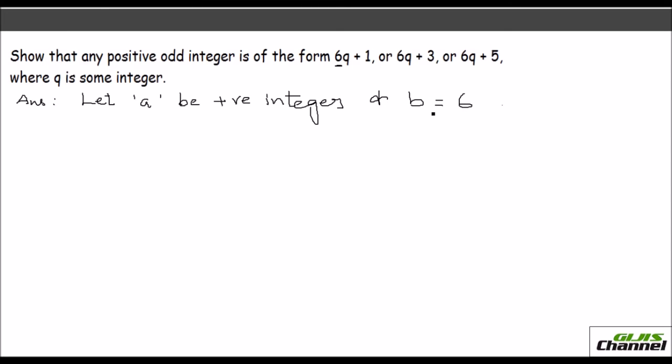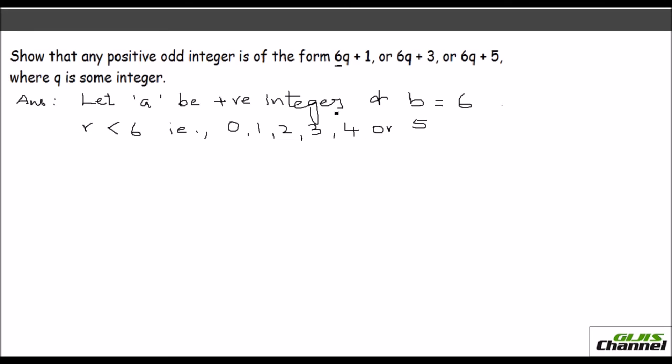Since b is 6, your remainder should be something less than 6, right? It is all positive numbers we are talking about. So your remainder can be 0, 1, 2, 3, 4 or 5. It can be any one of these, okay? It cannot be 6, because when it becomes 6, this will change, right? So the remainder can take up the value 0 to 5 only.